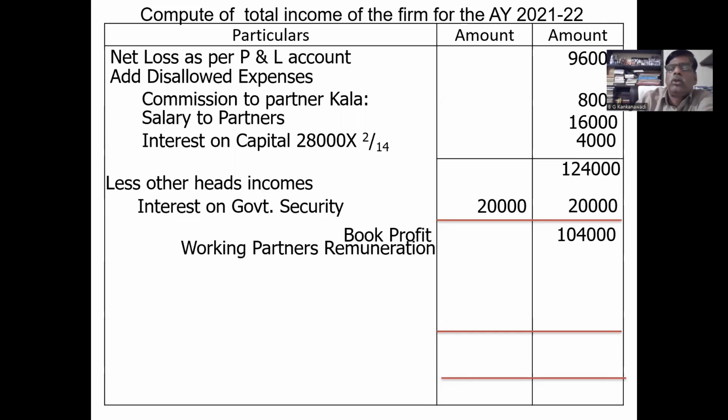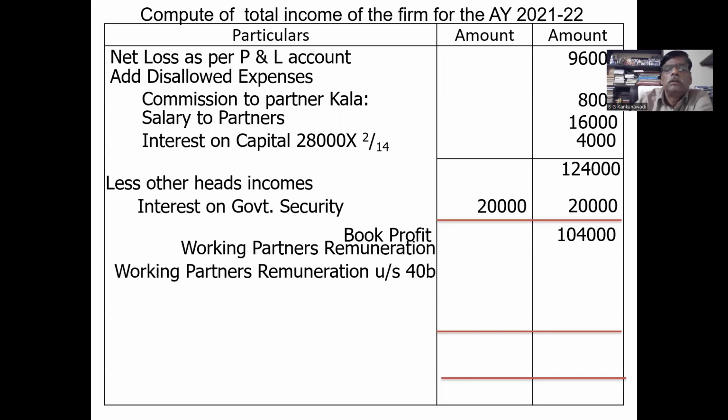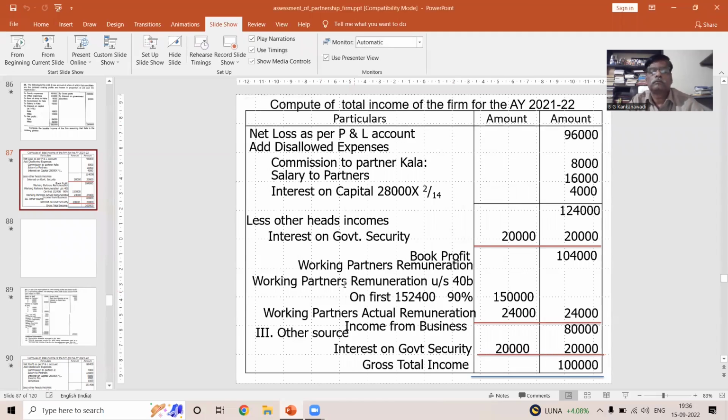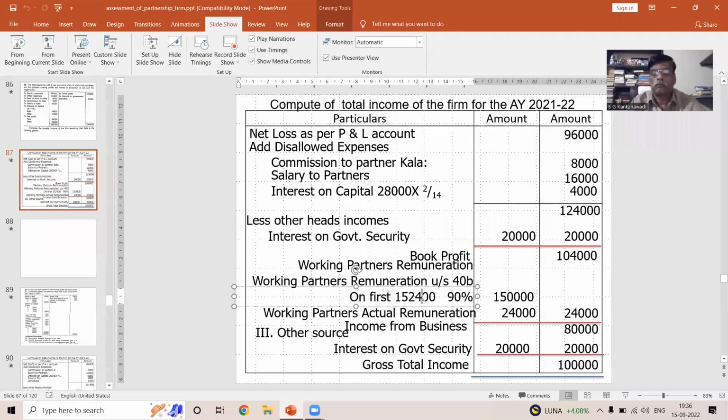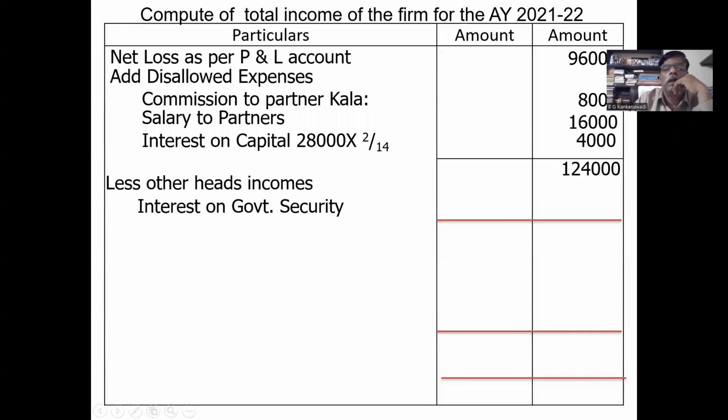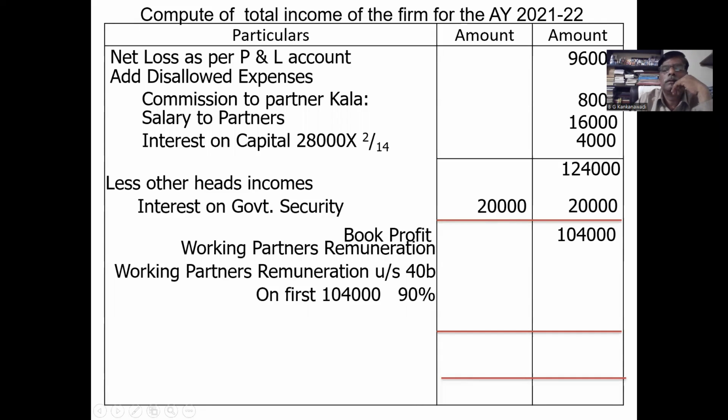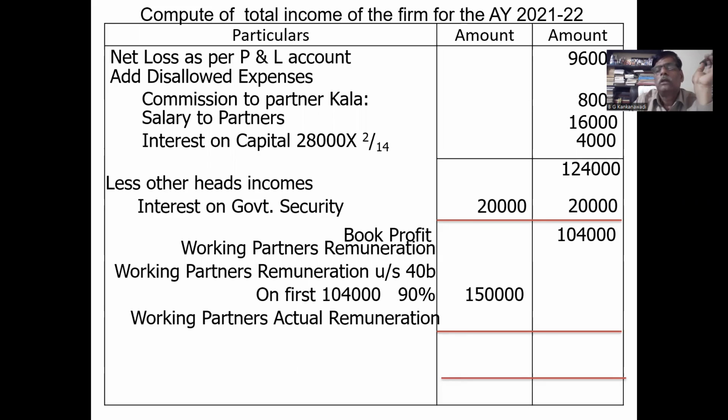In the book profit, you give working partner remuneration. Working partner remuneration is 40B. Sorry. 1,04,000 90% or 1,50,000. 1,50,000 is more. So you take 1,50,000. Actual remuneration paid to Kala is 24,000.